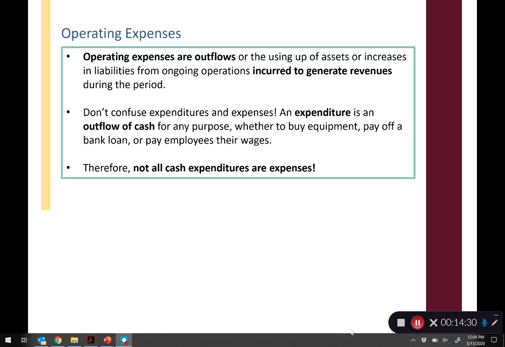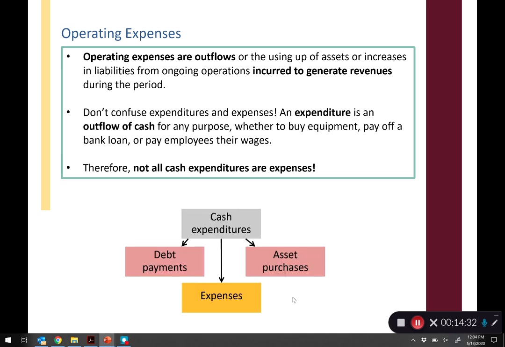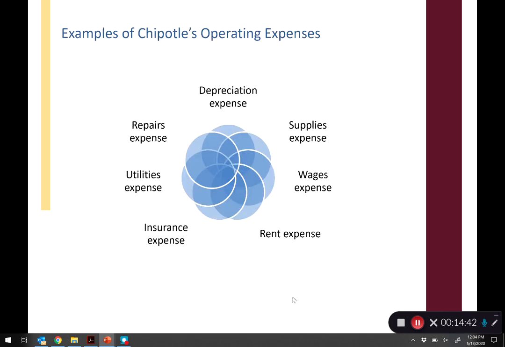So again, cash expenditures could result in debt payments or asset purchases or actual expenses. So they're not synonymous. Examples of Chipotle's operating expenses would be repairs expense, utilities expense, insurance expense, rent expense, wage expense, supplies expense, and then depreciation expense. Depreciation expense, remember, is the systematic expensing of an asset over time.